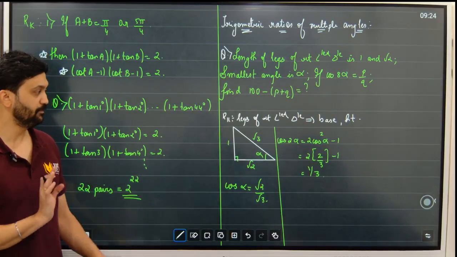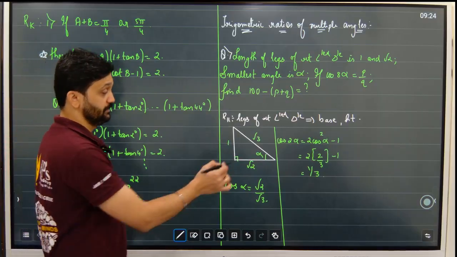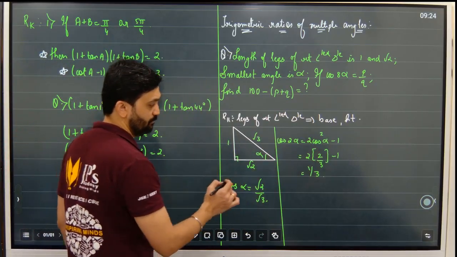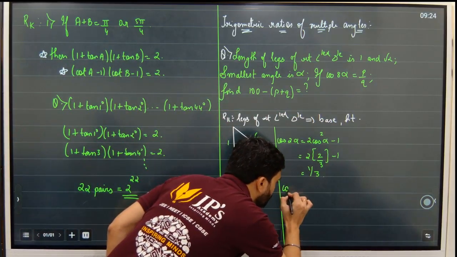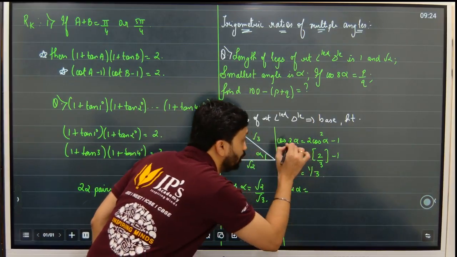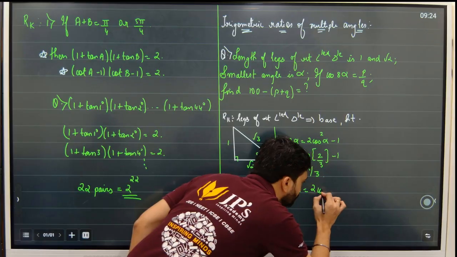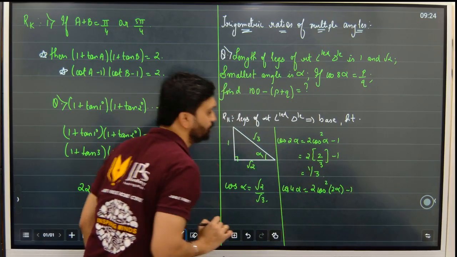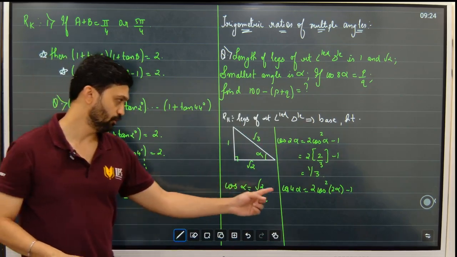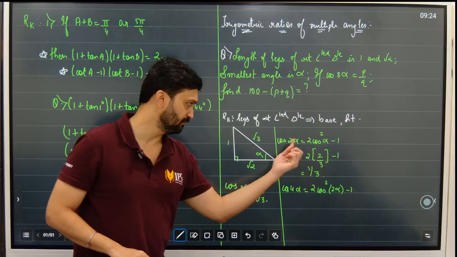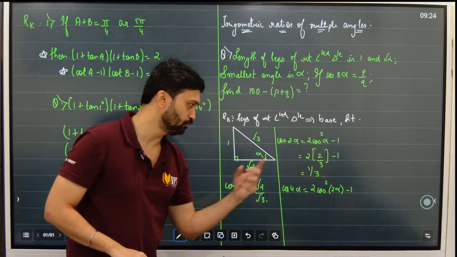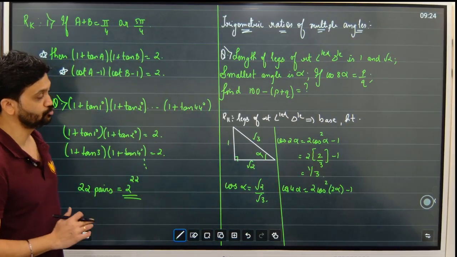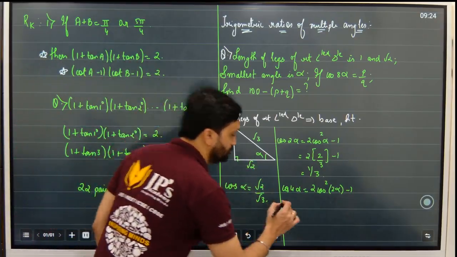Now cos 2 alpha has become 1 by 3. Just as cos 2 alpha is 2 cos square alpha minus 1, next I will find cos 4 alpha. Cos 4 alpha will become 2 cos square 2 alpha minus 1. I repeat again, cos 4 alpha. See, double angle: obviously if it is 2 it becomes 1, if it is 4 it becomes 2. And I have the value of cos 2 alpha. Cos 2 alpha is 1 by 3.